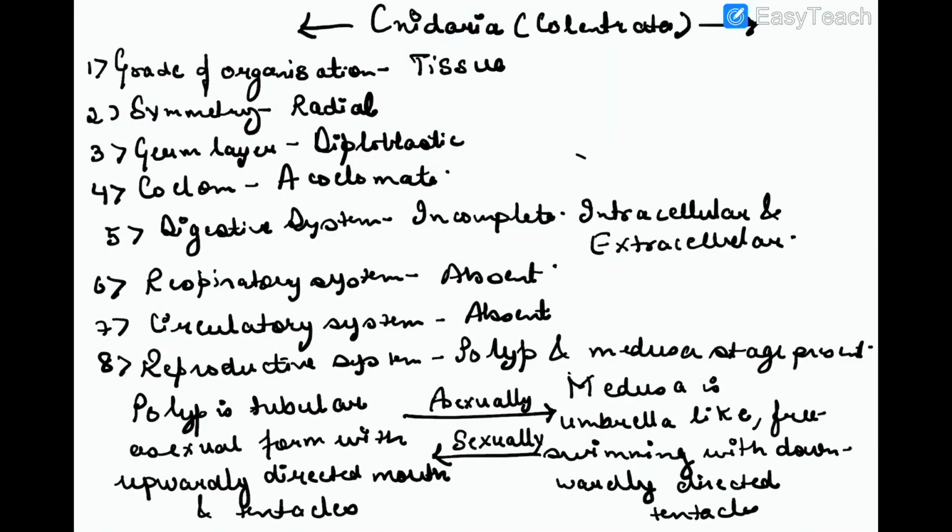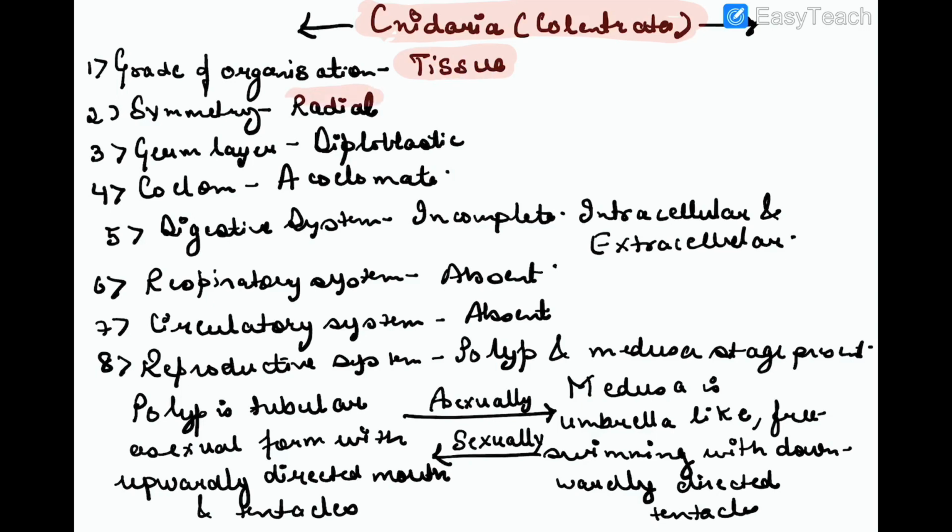Now let us talk about the second phylum of non-chordates, that is Cnidaria. Cnidaria is also known as Coelenterata. Grade of organization is again tissue level. They have tissue level of organization.